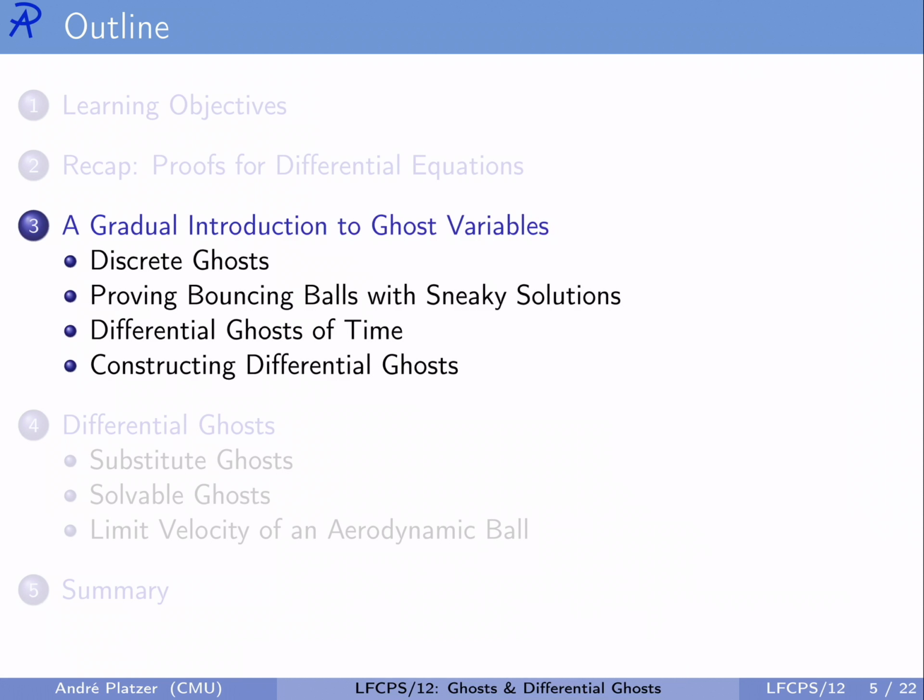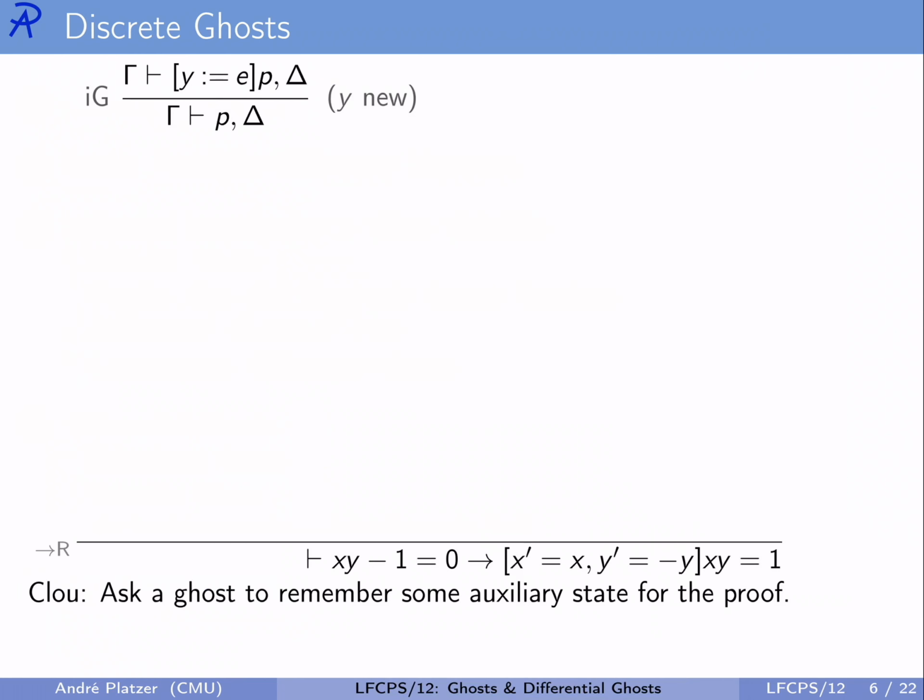After this review, let's spend some time to gradually motivate and introduce ghost variables. Well, of course, ghost variables are meant to be introduced in any case into the proof, but the point is we will one step at a time understand what we could possibly be using them for before we get to the actual differential ghosts topics. First, the discrete ghost proof rule. A discrete ghost is just a new variable y that we can dream up arbitrarily that remembers the value of a term e that is very dear to our hearts. So we just want to remember what is the value of e at the moment before we make progress, and then store that in the value of the variable y, which we dreamed up fresh. Otherwise, we wouldn't be remembering anything new, right? We would be changing the dynamics of the system if y would already appear in p. That would be very dangerous.